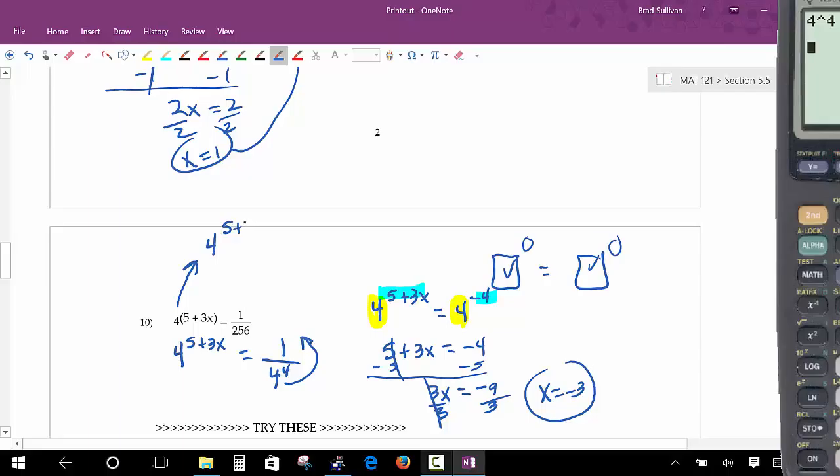Okay? All right, now let me show you how you would check this, because I like students to know how to do this. I'm going to replace x with negative 3. It's actually very easy to check the answer to this problem. Just plug in your answer. So what you're going to have is 4 to the 5 minus 9. That's 4 to the negative fourth. But what is 4 to the negative fourth? It's 1 over 4 to the fourth, right? And 4 to the fourth is 256, right?